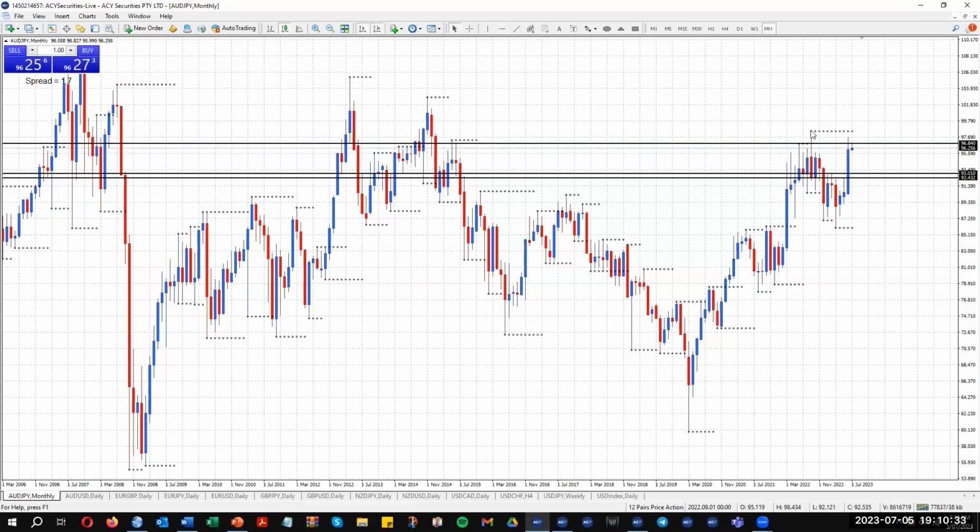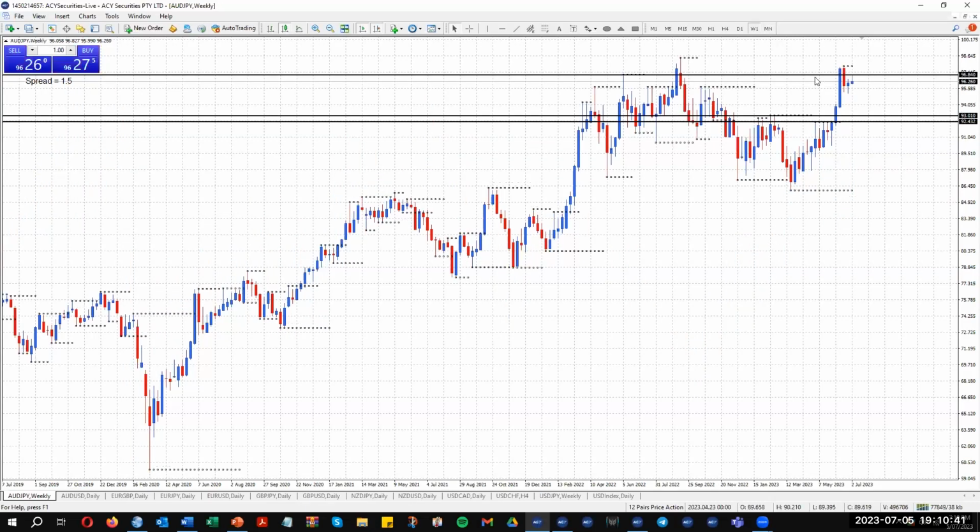That could be a left shoulder, head. Could we form a right shoulder here? So we may form a right shoulder there over the course of this new month. You can watch out for that. This pullback this week, we pretty much hit there.